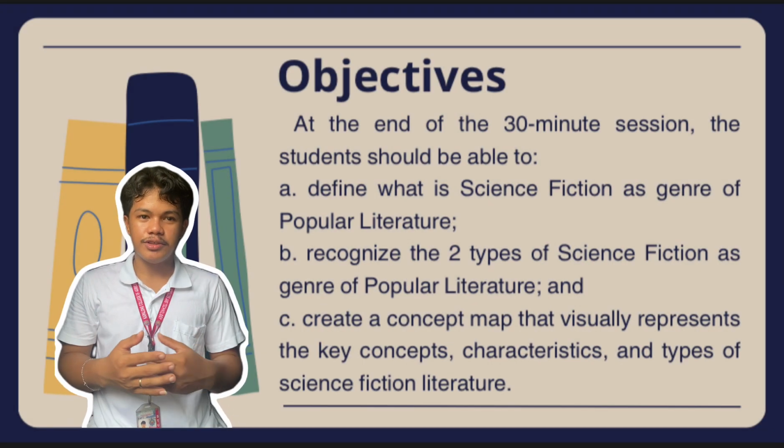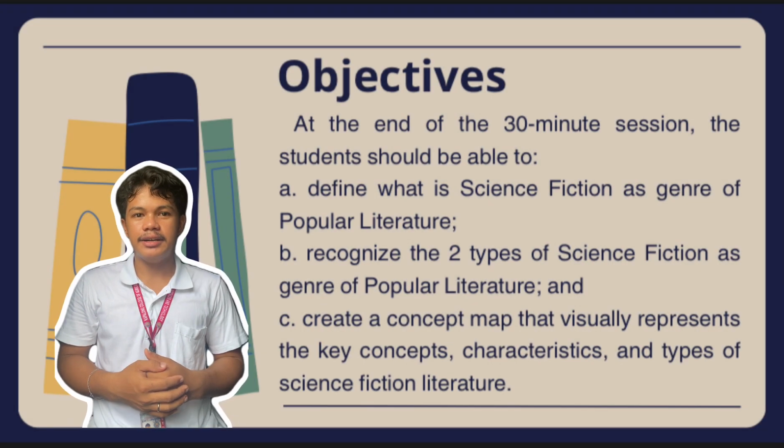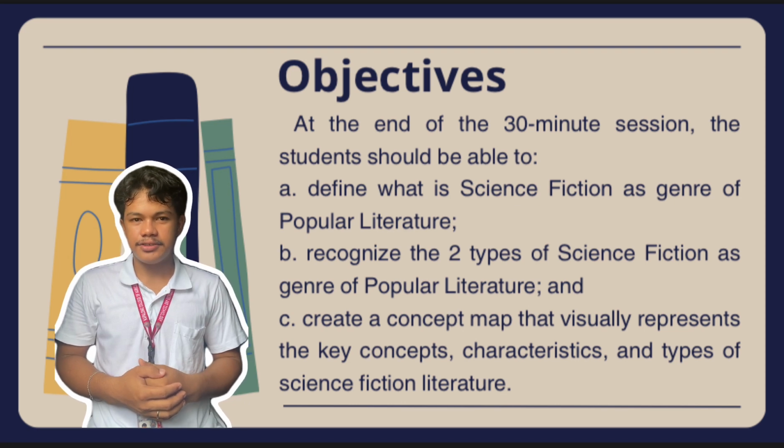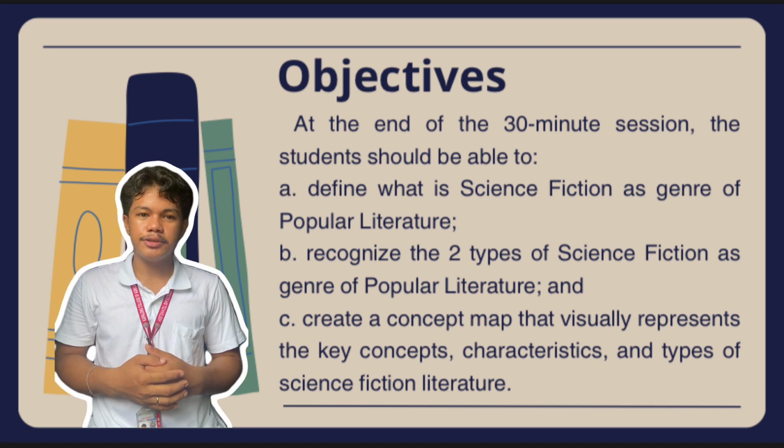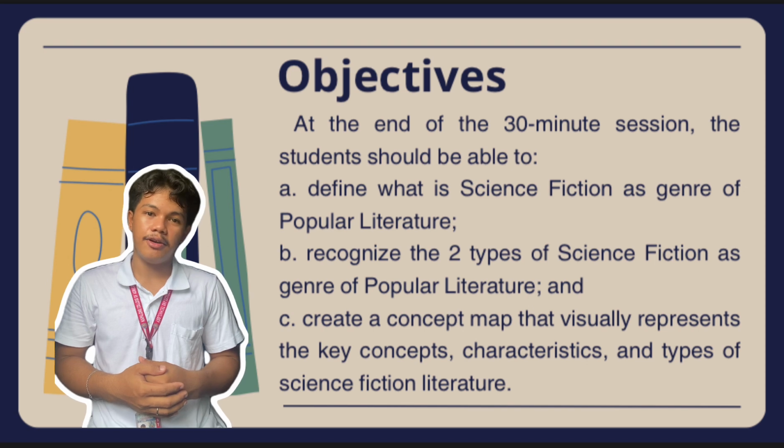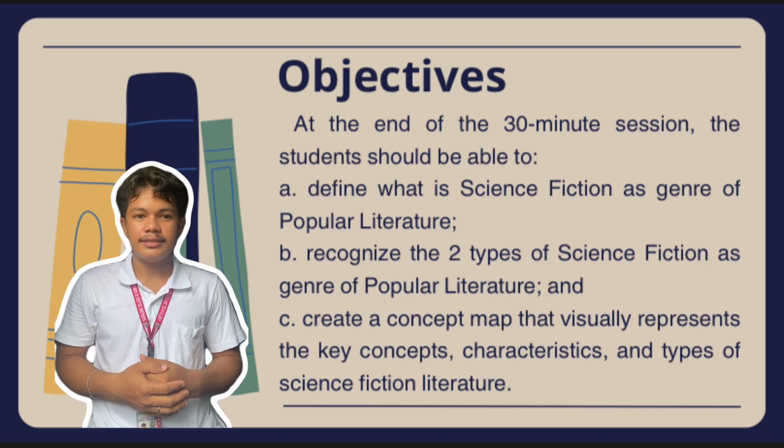But before we proceed to our lesson, let me first read our learning objectives for this session. At the end of the 30-minute session, the students should be able to first, define what science fiction is as a genre of popular literature. Second, recognize the two types of science fiction as a genre of popular literature. And lastly, create a concept map that visually represents the key concepts, characteristics, and types of science fiction literature.